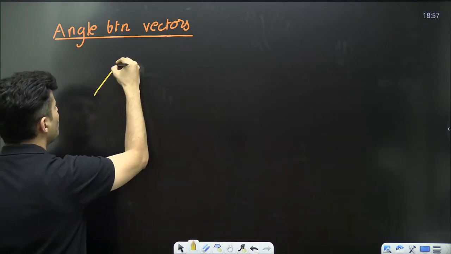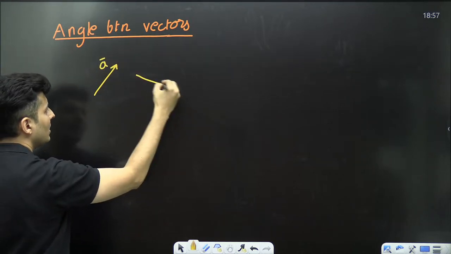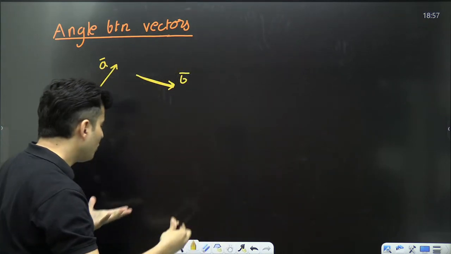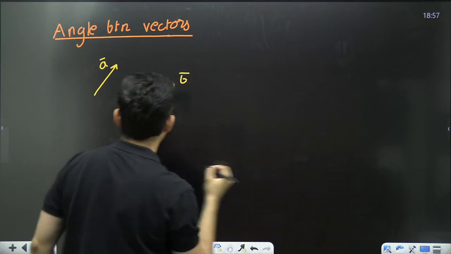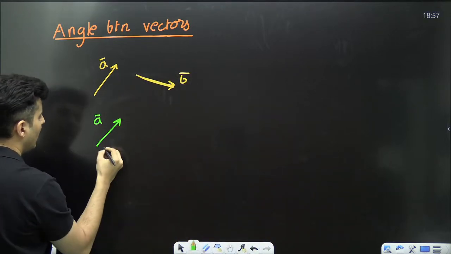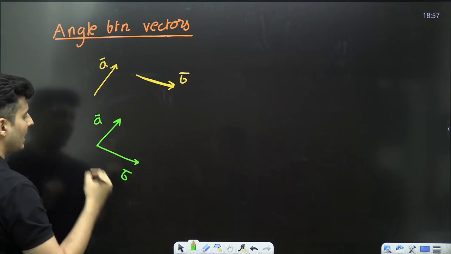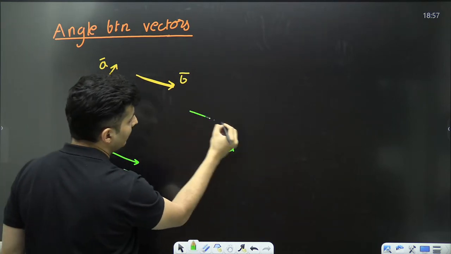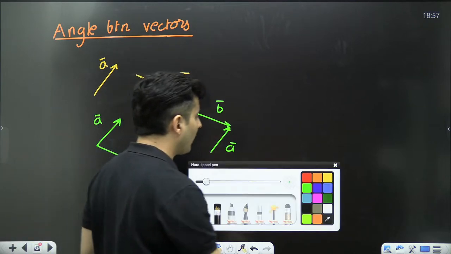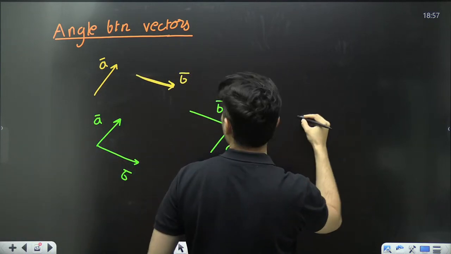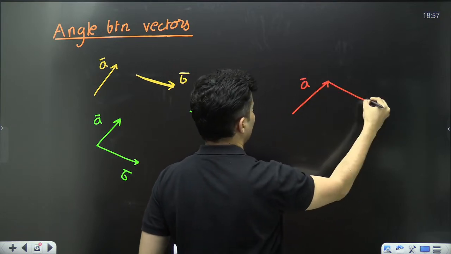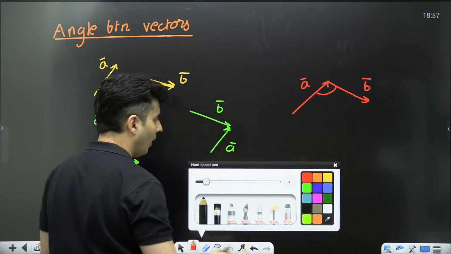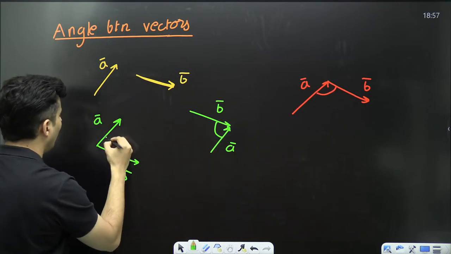How do you find the angle between the vectors? Imagine, my dear students, you are given this vector A. Imagine there is another vector B, and you have been asked what is the angle between the two vectors. Now you will be confused, right? Should I put A here and then B over here and then measure this angle, or should I put A here and B over here and measure it? Many of you are confused. Is this the angle, or is this the angle, or is this the angle?